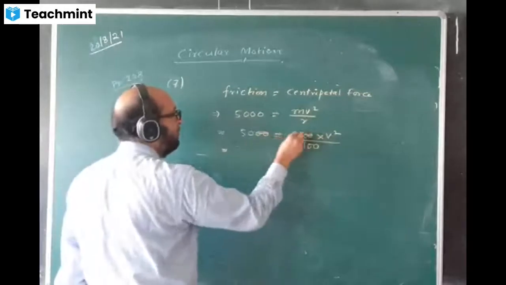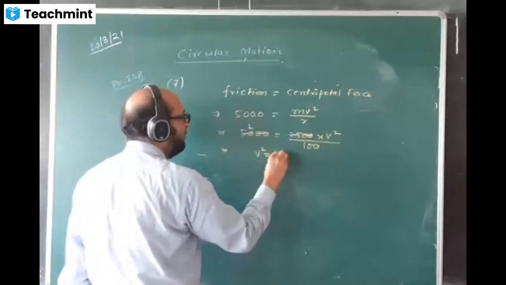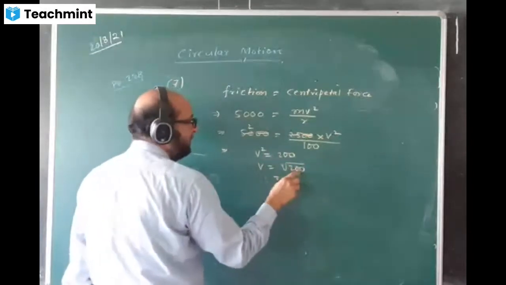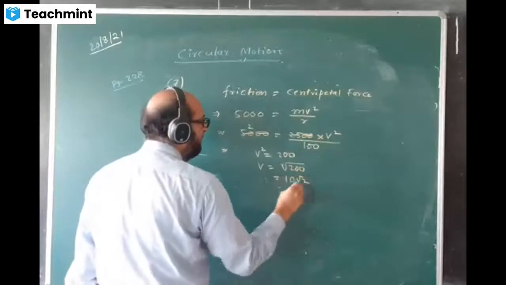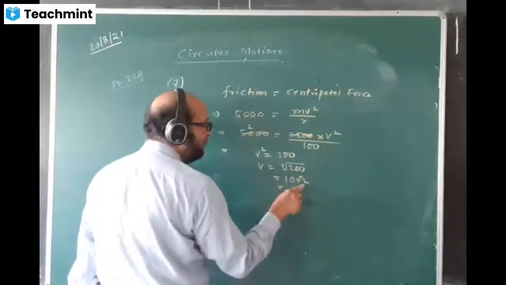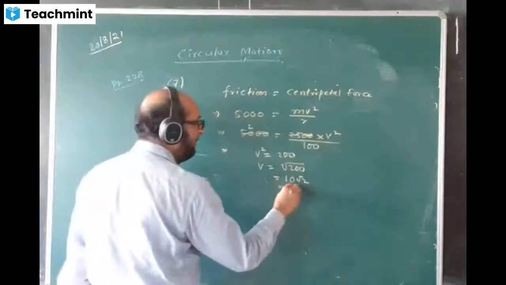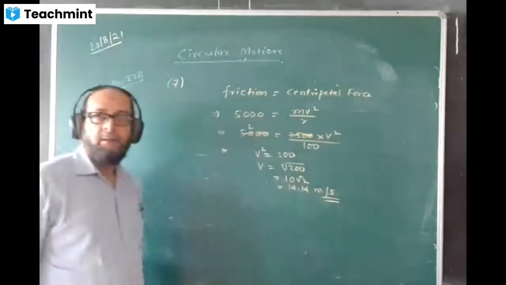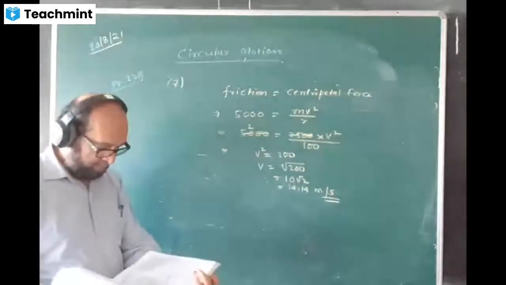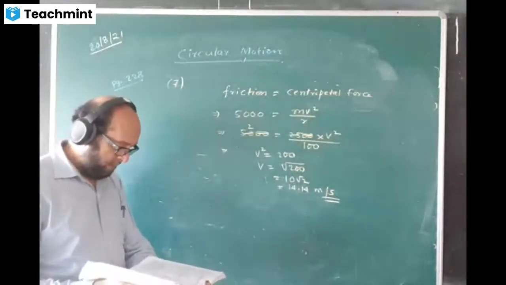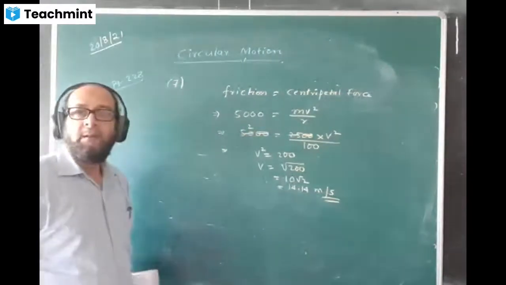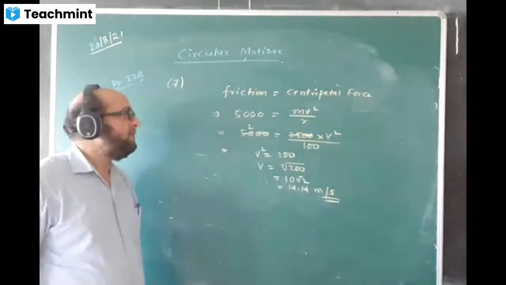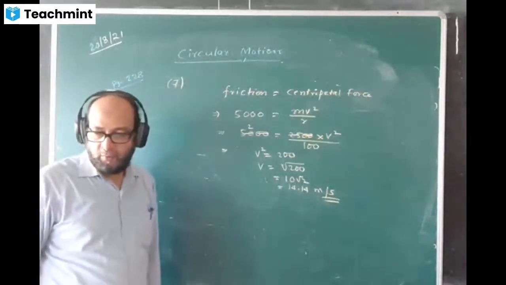Now you find the answer here. This one will go 25, 2 will go. So v square is 200. Therefore, the value of v is root 200. 100 means 10 root 2 we can write. Root 2 is 1.414. The answer becomes 14.14 meters per second. That is the answer. Okay. Ask me any point which is not clear to you.